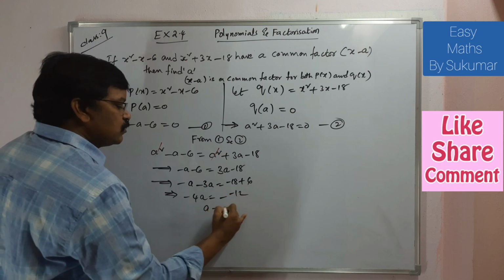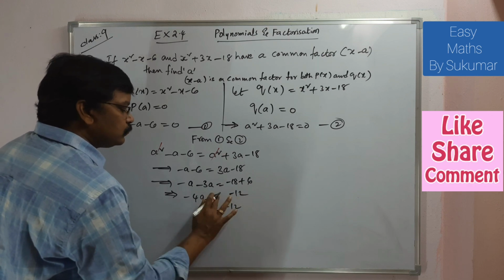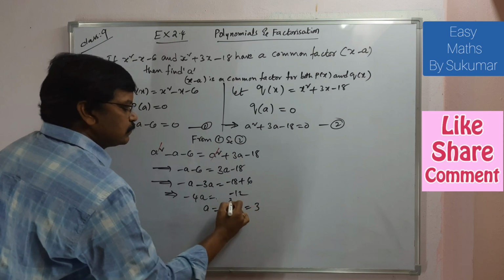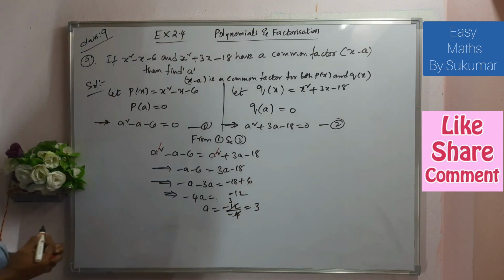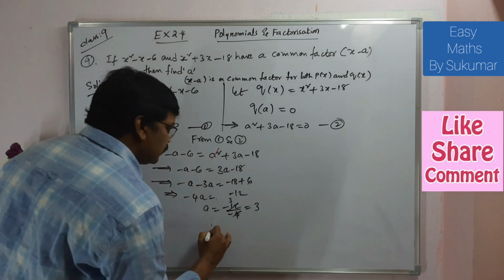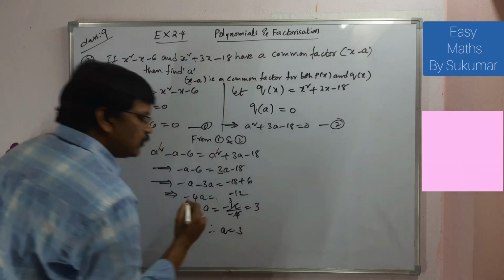So a is equal to minus 12 by minus 4. Minus minus both get cancelled. 4 in 12, 3 times. So what is the value of a here? Therefore a is equal to 3.